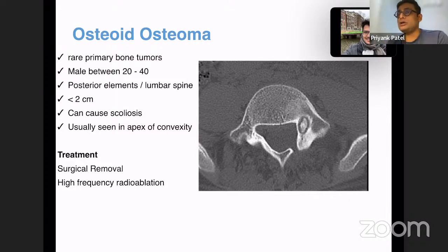This can actually cause severe, painful scoliosis in patients. So in young kids with scoliosis and a lot of back pain, your suspicion should be that there's a possibility of osteoid osteoma. Typically, it is seen in the convexity of the curve. And the treatment for this is either you excise the nidus or you do a high frequency radio ablation.